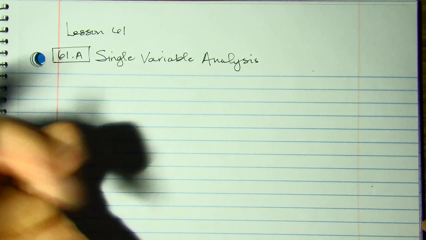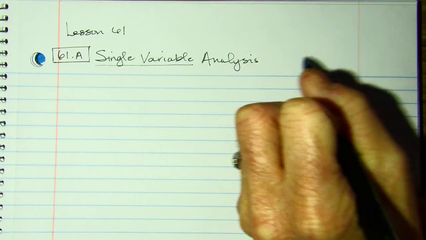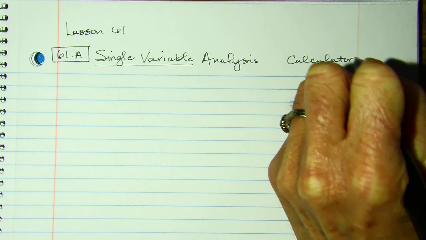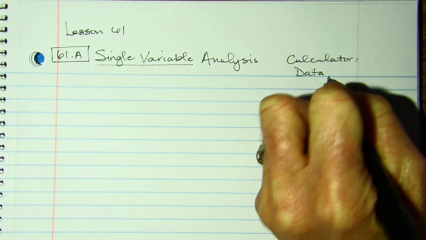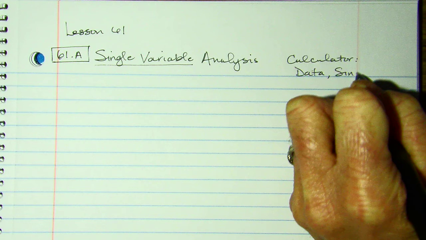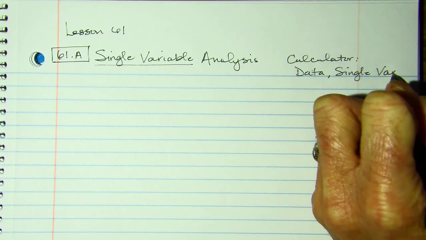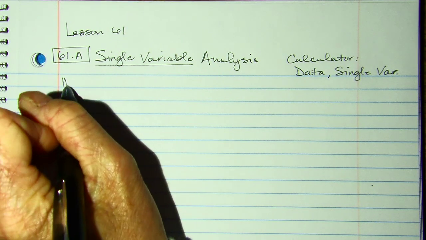So 61.A goes over single variable analysis. If you're using your calculator, you would have to enter your data and select single variable in order for the calculator to do this. But I'll show you how to do everything by hand. So let's go over a few things.